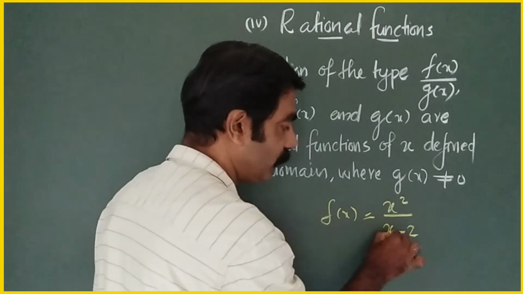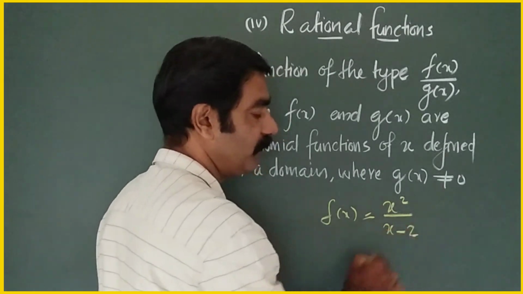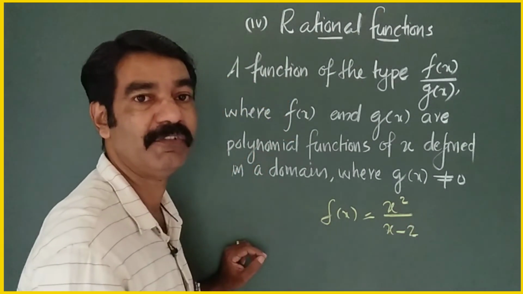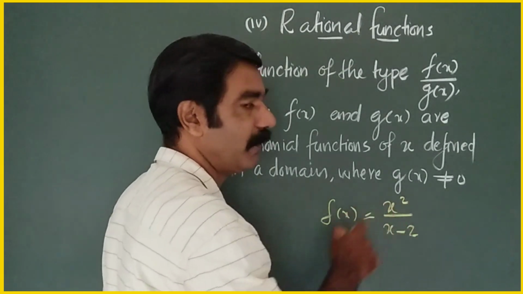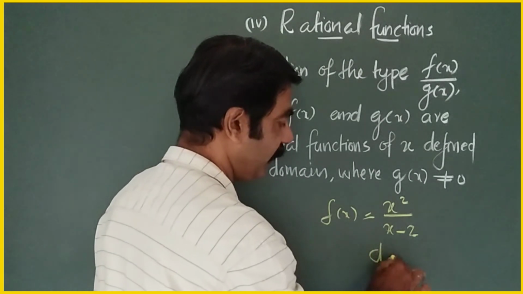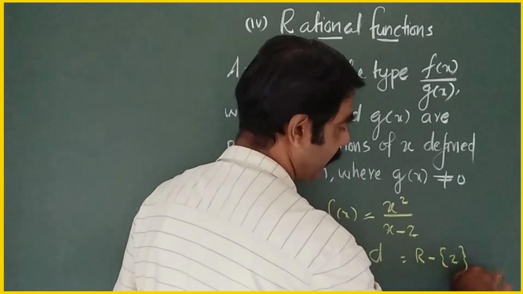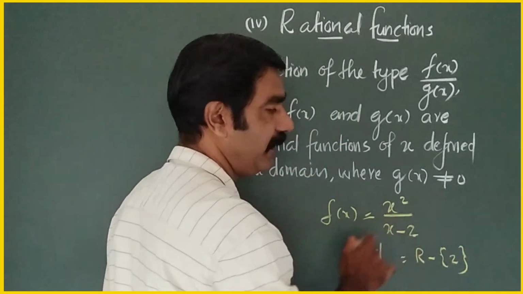So when x is equal to 2, if we put 2 for x, x minus 2 becomes 0. So when the denominator is 0, the function is not defined. That means x equal to 2 is not possible. So the domain is the set of all real numbers except 2, because when x is equal to 2, the function is not defined.